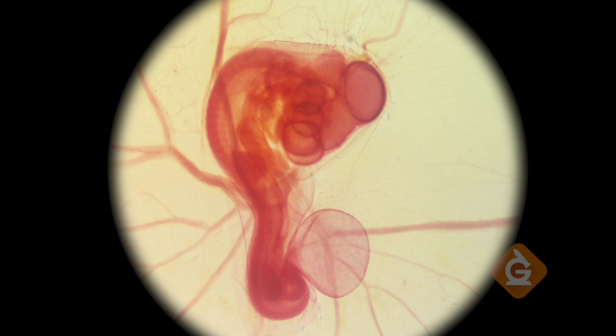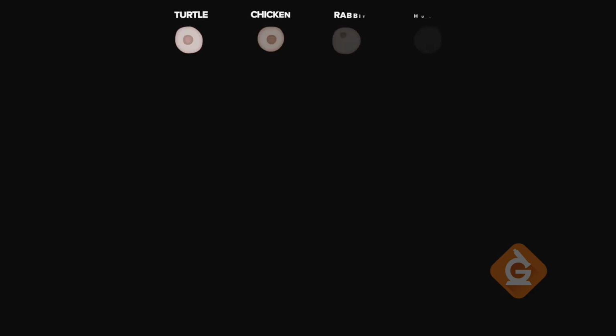Weird. They don't look anything like chicks. That's because organisms look very different as they develop. These are the single cells from which a turtle, chicken, rabbit, and human develop. They all start off as single cells. Now, let's fast forward a few weeks.